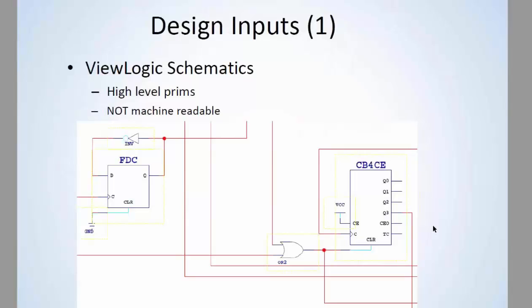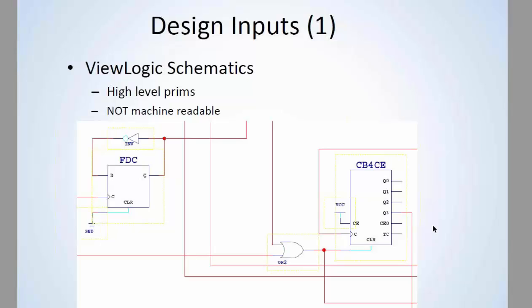So we basically had three design inputs. One was the ViewLogic schematics, which I mentioned. They are not machine readable. Basically, it's a PDF file, which you can print. I was kind of amazed they even had PDF files, but I was grateful for them. And these go down to, in addition to simple primitives like ORs and flops, some higher level primitives like this 4-bit counter you see here. And a little bit of how I know it's a 4-bit counter.